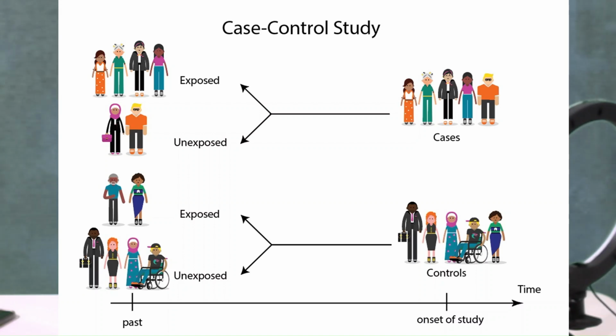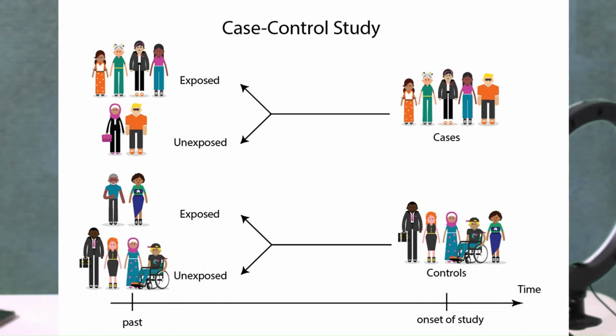Now, you are not following, actually you are taking their history. You are taking the history of cases as well as the history of the controls. I mean, you are peeping into the past. Then you have to find whether the cases were exposed to your risk factor. Suppose you are studying lung cancer, you find a group of lung cancer patients and inquire how many of you are exposed to tobacco smoke and how many are not exposed to tobacco smoke.